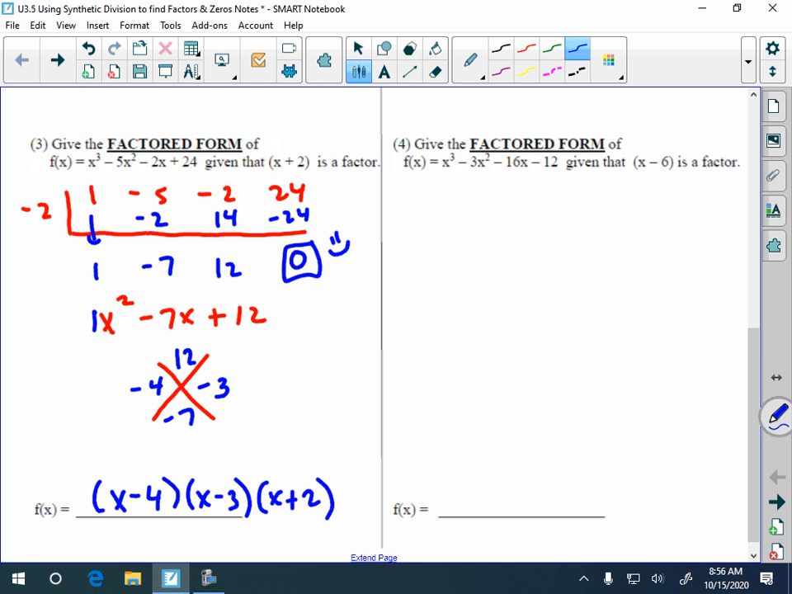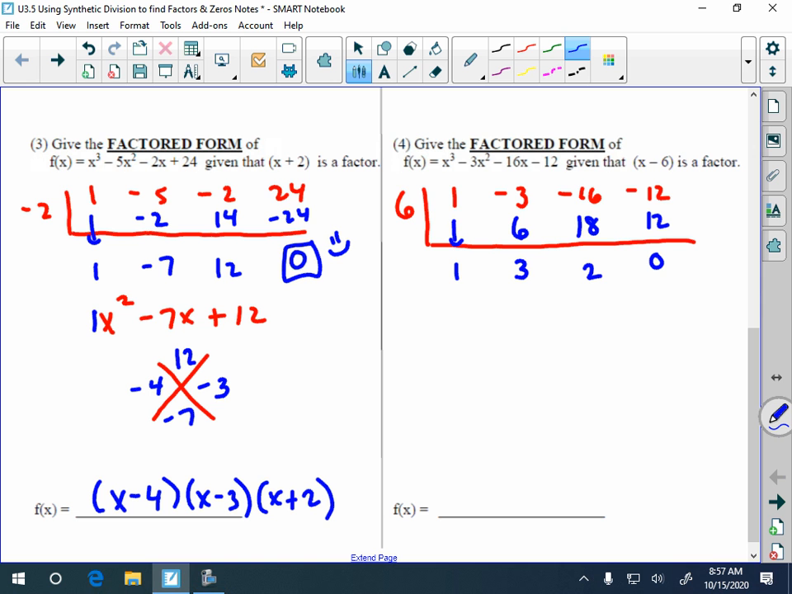All right, number 4. All right, x minus 6 is a factor. So we change the sign. 6 is our number on the outside. Coefficients are 1, negative 3, negative 16, negative 12. All right, bring the 1 down. Multiply, that's 6. Add down, that's 3. Multiply 6 and 3 is 18. Add down, that's 2. Multiply 6 and 2, it's 12. Add down, remainder 0. All right, so the polynomial x squared plus 3x plus 2.